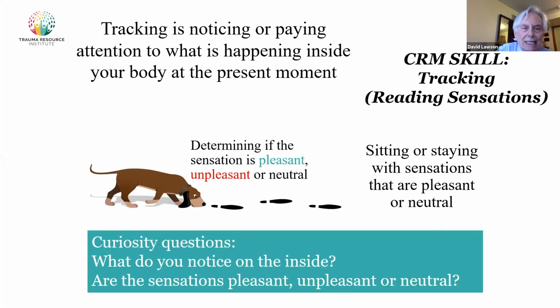But if we can go to the next slide, tracking is reading sensations. It's noticing or paying attention to what's happening inside your body at the present moment. And then second, putting a value on it. It's pleasant, it's unpleasant, or neutral. And then what we're going to want to emphasize over time is how to stay with sensations that are pleasant or neutral, and pay attention to what happens to you on the inside as you're paying attention to these things.